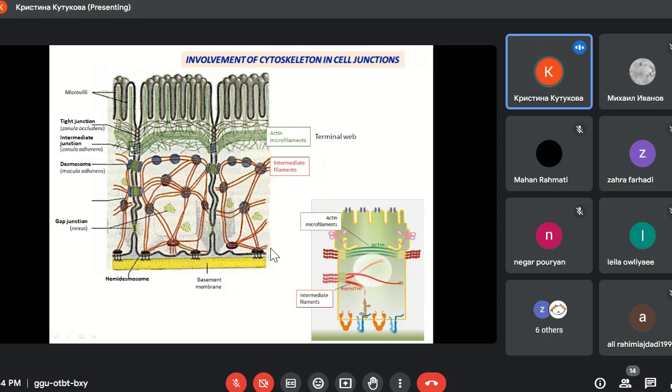Intermediate junction or belt desmosome has microfilaments in its structure, and microfilaments also make the terminal web here. Tight junction zonal occludens also is attached to microfilaments. Only gap junctions are not attached to any elements of cytoskeleton.